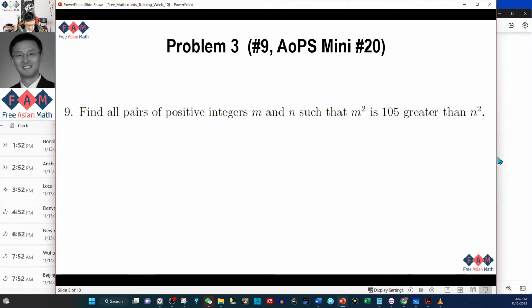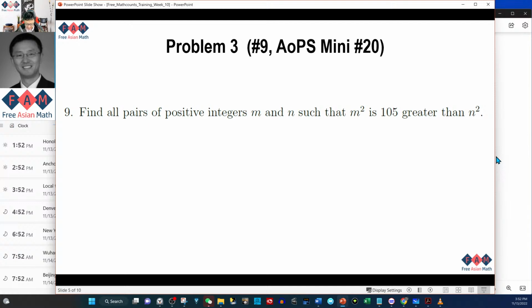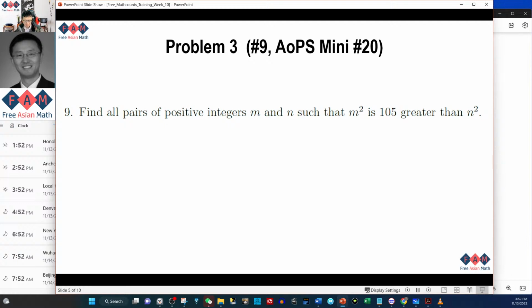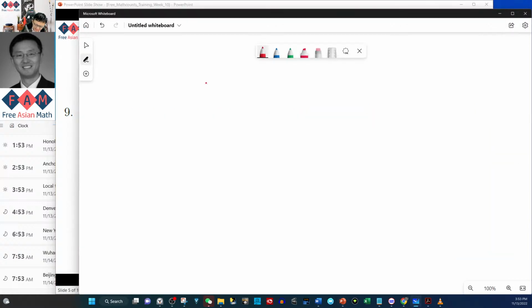Okay, find all pairs of positive integers m and n such that m squared is 105 greater than n squared. So what does this problem ask us to do? Well, you need to find certain m and n which meet a certain condition. And what is that condition? M squared is 105 greater than n squared. So you immediately write down that condition. But this is not something that is good for us. So we really want to manipulate.